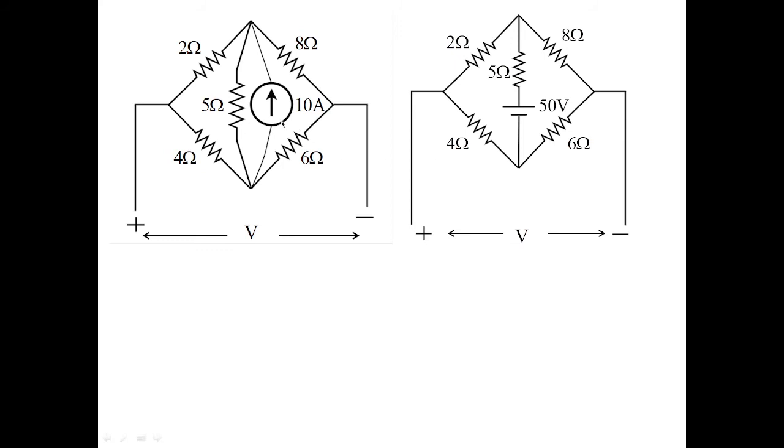Now you can see what we have done here. This 5 ohms, which is in parallel with 10 amperes, is changed to 5 ohms in series with 50 volts with the help of source transformation. The source transformation can be taken as V is equal to IR. So with that, I is 10, resistance is 5, therefore V equal to IR. 5 into 10 will give you the value as 50 volts in series with 5 ohms. Now this is the reduced network of the given network.